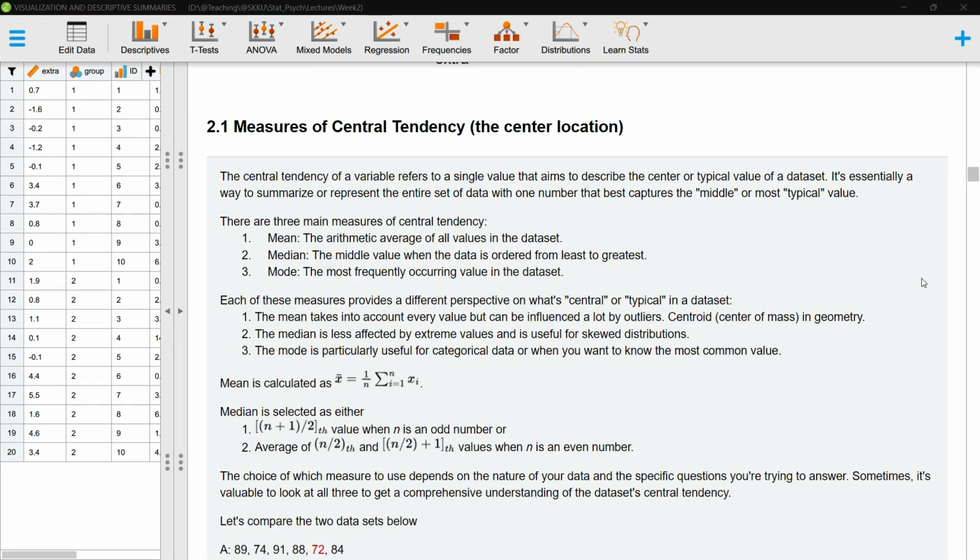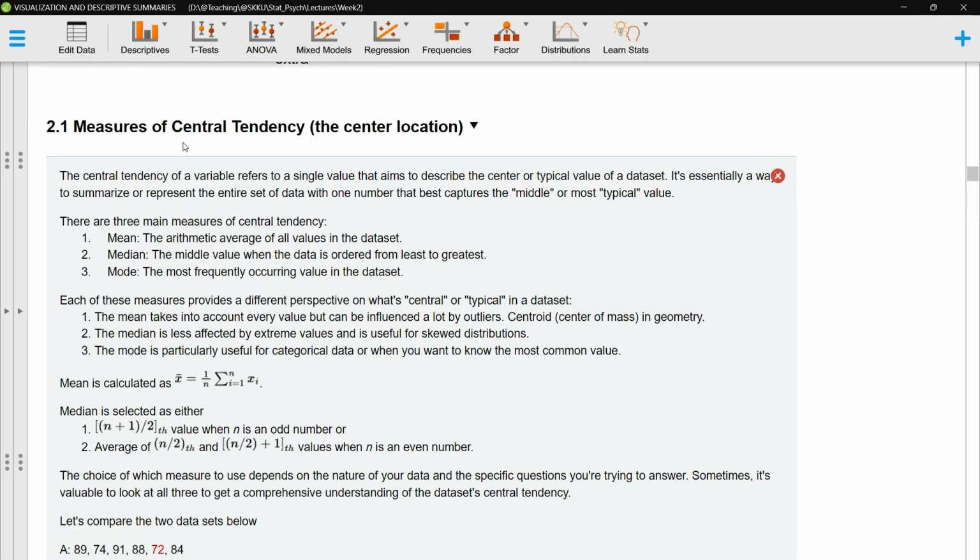Okay, let's look at the first one, the measures of central tendency. The central tendency is the central location. The central tendency of a variable refers to a single value that aims to describe the center or typical value of a data set. It is essentially a way to summarize or represent the entire set of data with one number that best captures the middle or most typical value.